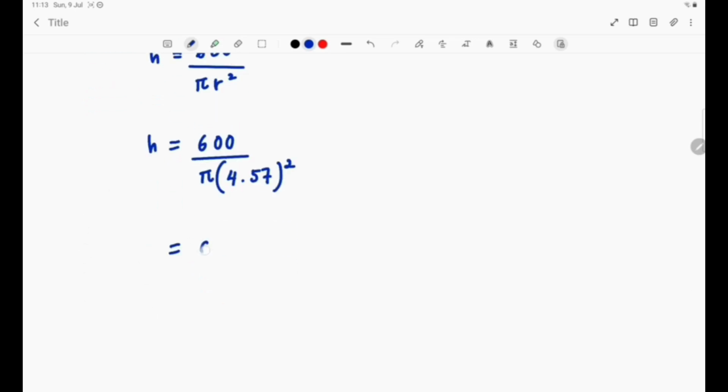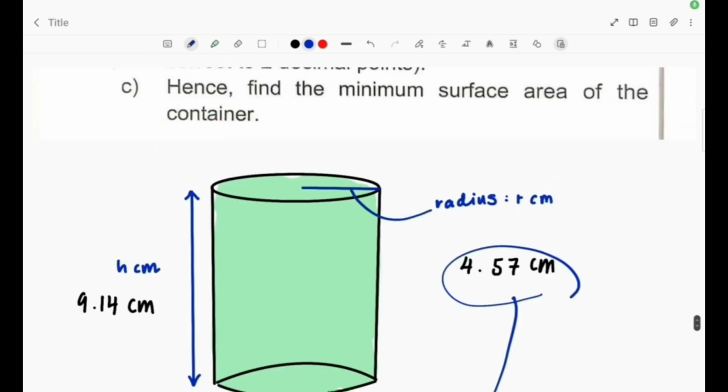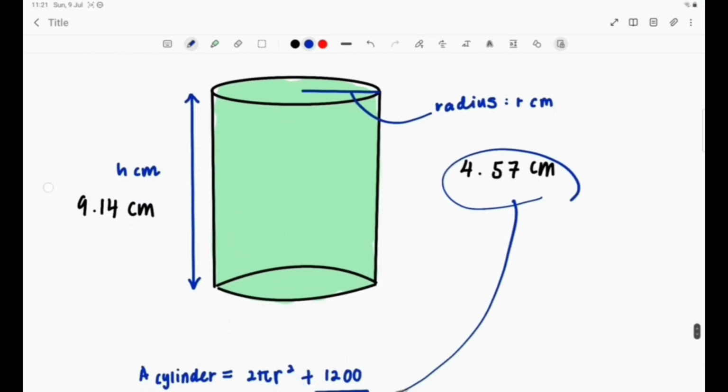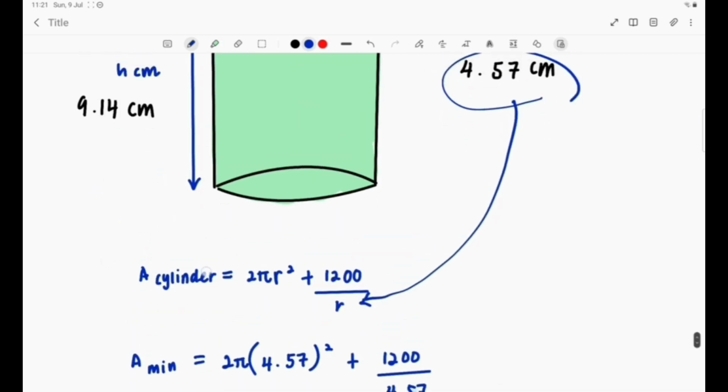Its answer will be 9.14 cm. Question C, minimum surface area of the container. We already know that H is 9.14 cm and the radius is 4.57 cm. We write down the area of the cylinder that we wrote in the first question, which is equal to 2 pi r squared plus 1200 over r.